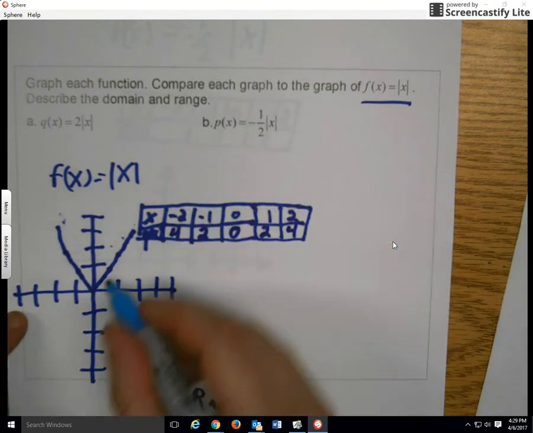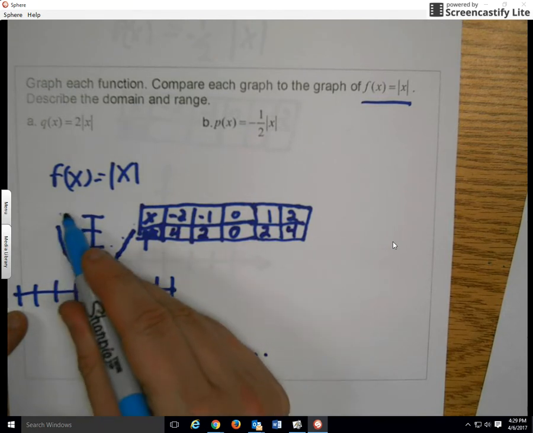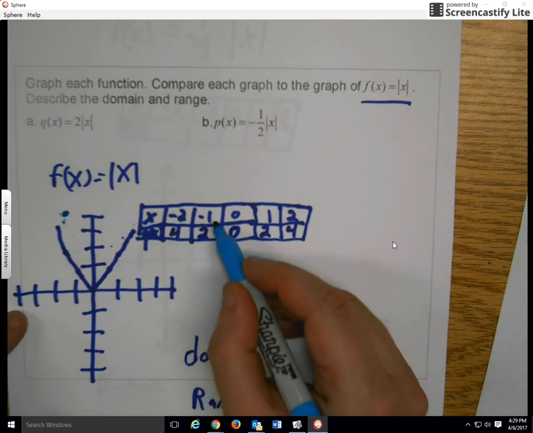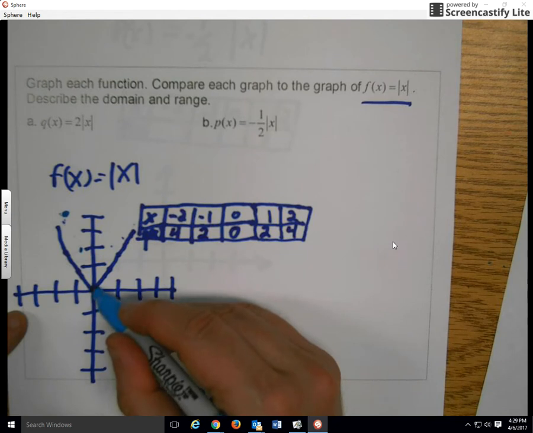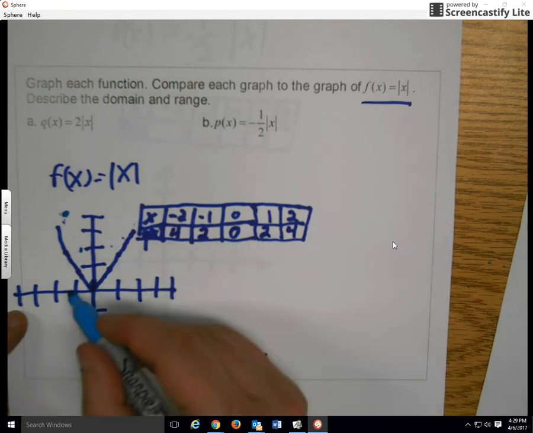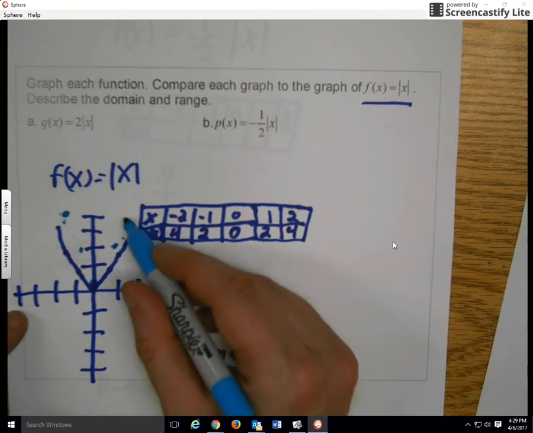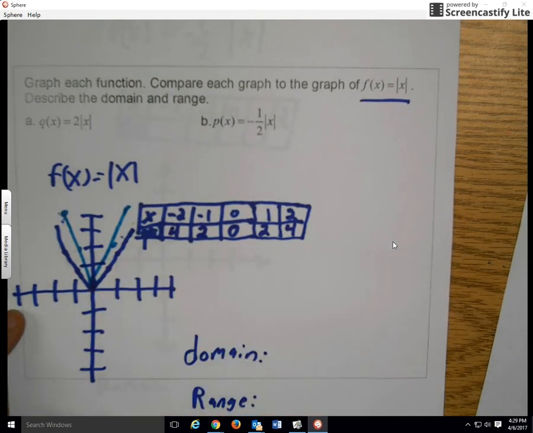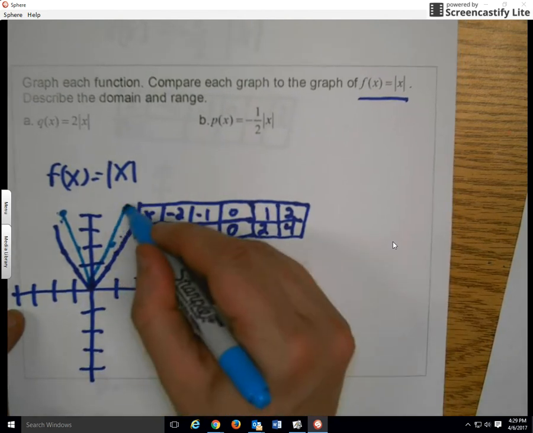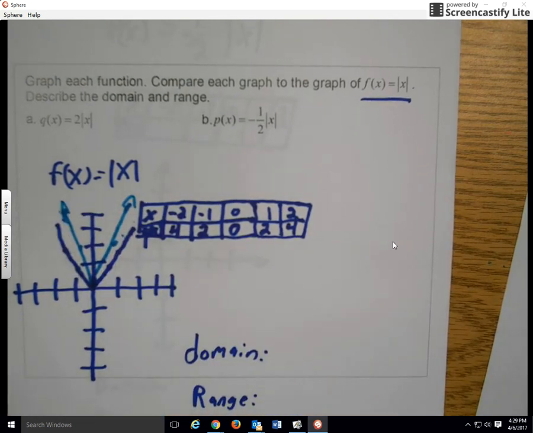So if x is a negative 2, y would be 4. If x were a negative 1, y would be 2. If x were a 0, y would be 0. If x were a 1, y would be 2. If x were a 2, y would be 4. And there you have it. This would be the new transformed graph.